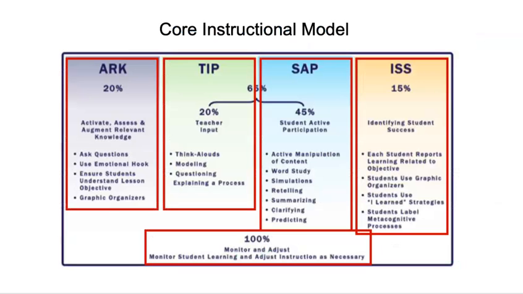Well, one way is that we can plan our lessons using what we call the core instructional model. Here you see the pieces of the core instructional model laid out for you. ARK, that stands for Activating Relevant Knowledge, and we're going to do that at the beginning of every single lesson. TIP, this stands for teacher input. This is the teaching time of the lesson, and SAP is student active participation. These two pieces are going to flow back and forth. There usually isn't just the teacher time and just the student time. These are very liquid. But as you can see, student active participation is the biggest chunk of the lesson.